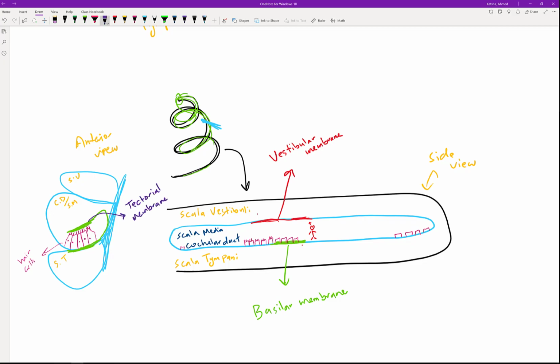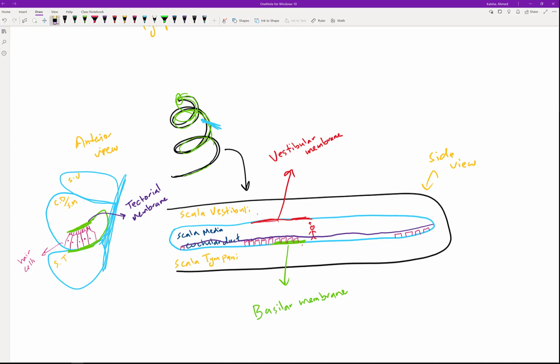Think of it as a shed, like a shed or umbrella above those hair cells. If I want to draw this tectorial membrane on this drawing, it will be something like that. Also a continuous membrane that's touching the hair of those cells. So that is the situation inside the scala media.